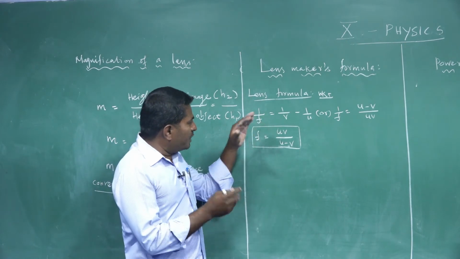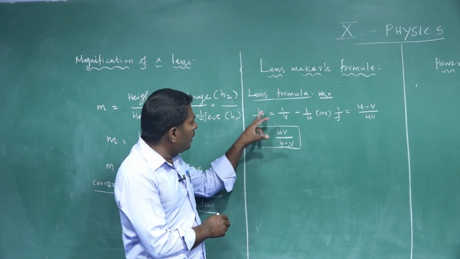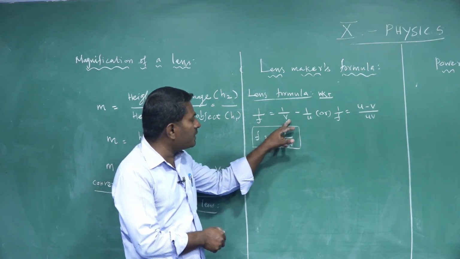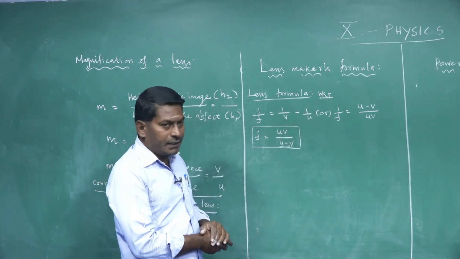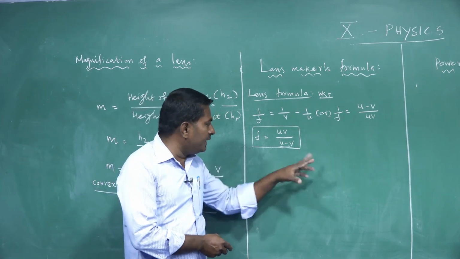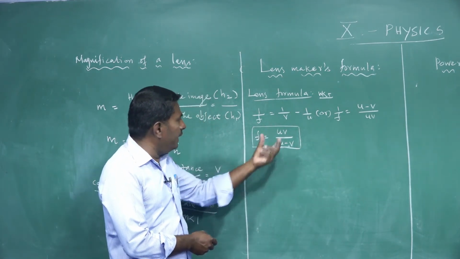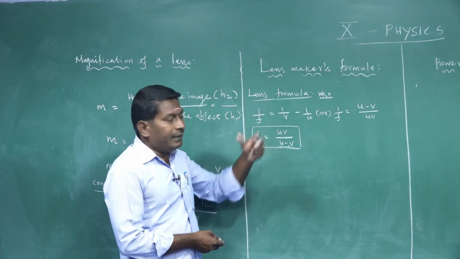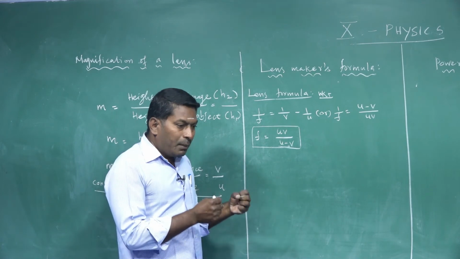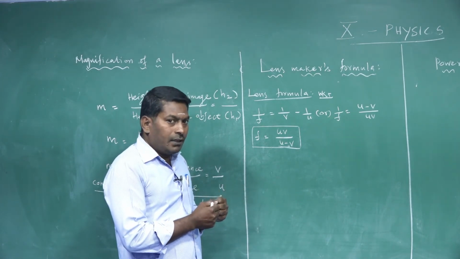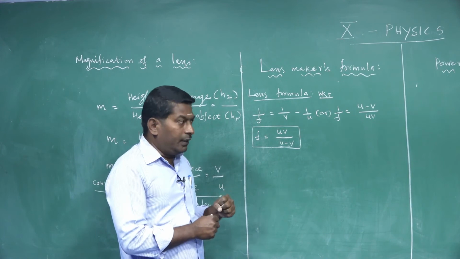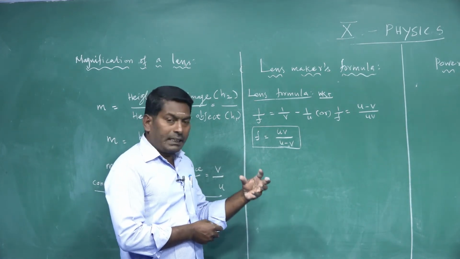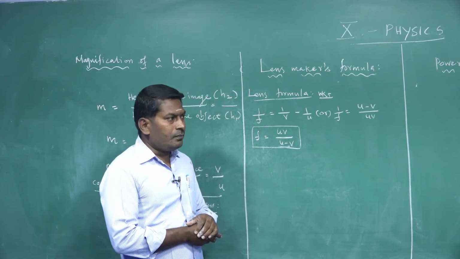So in spherical lenses, we know the lens formula: the reciprocal of focal length, 1 by f, is equal to the reciprocal of image distance minus the reciprocal of object distance. It can be rearranged in different ways from the lens formula. But for the lens maker, we require the proper focal length of a lens. We know the radii of curvature of the thin lens and the refractive index of the lens.